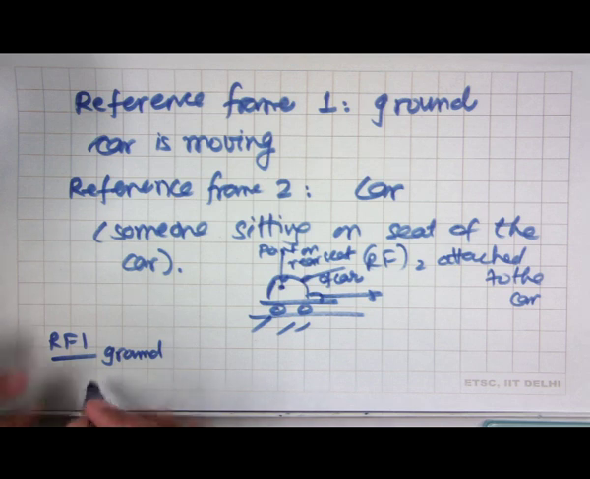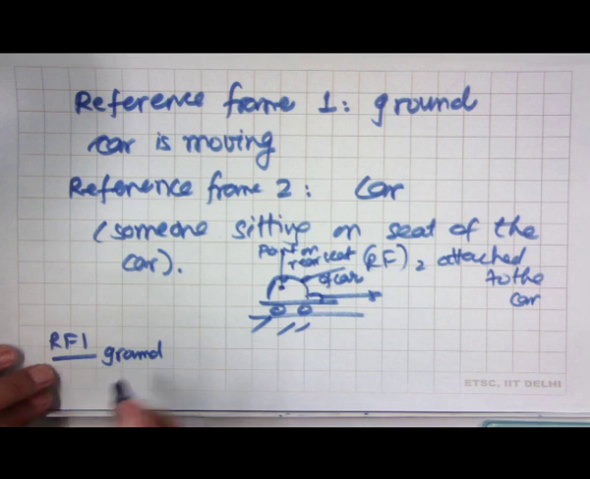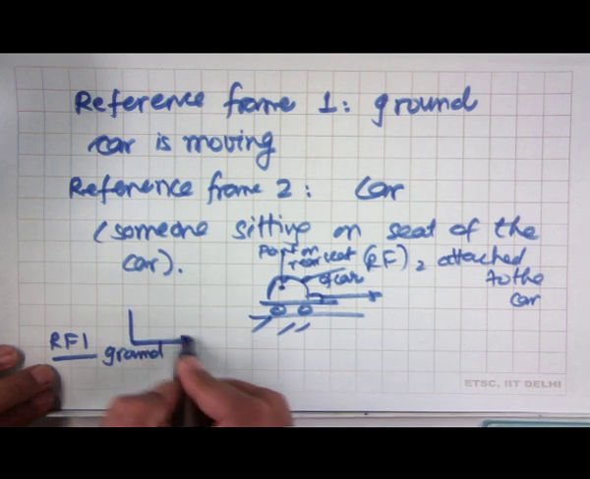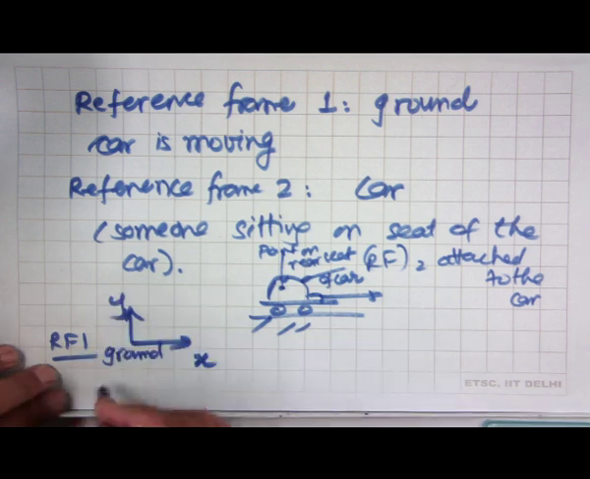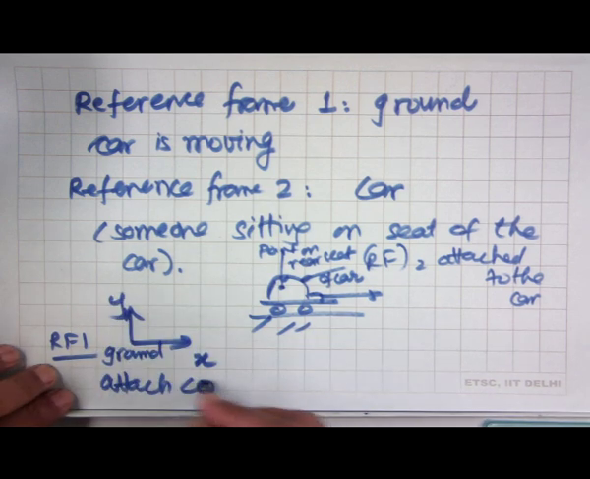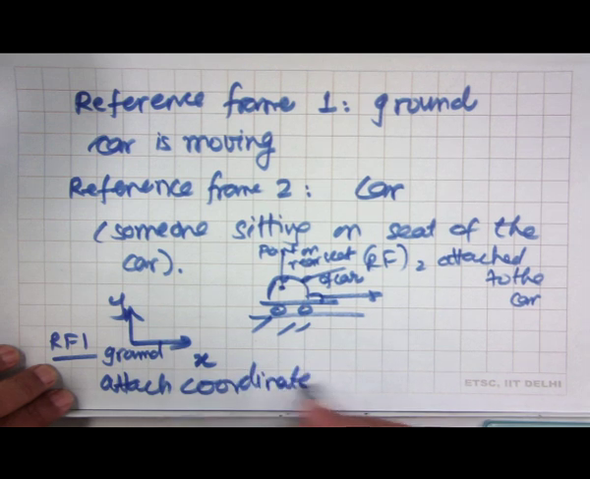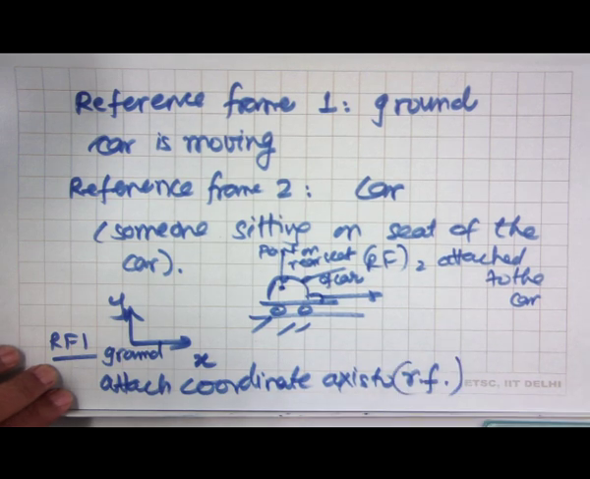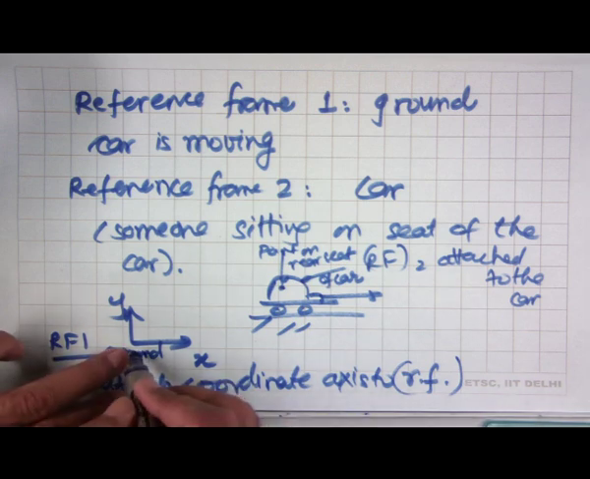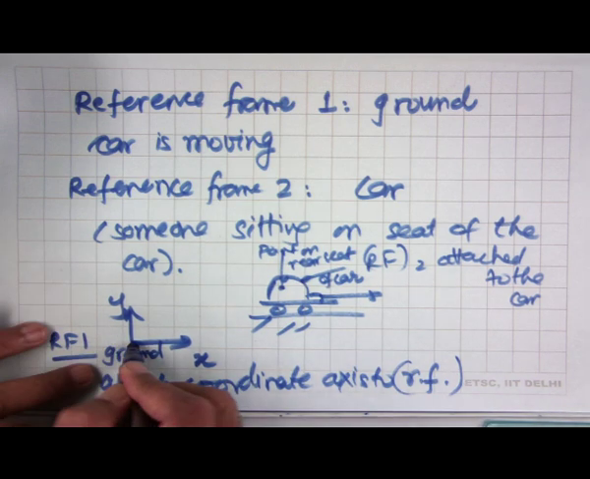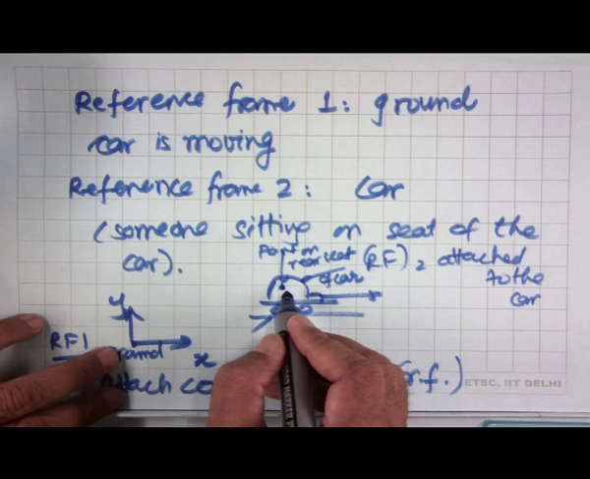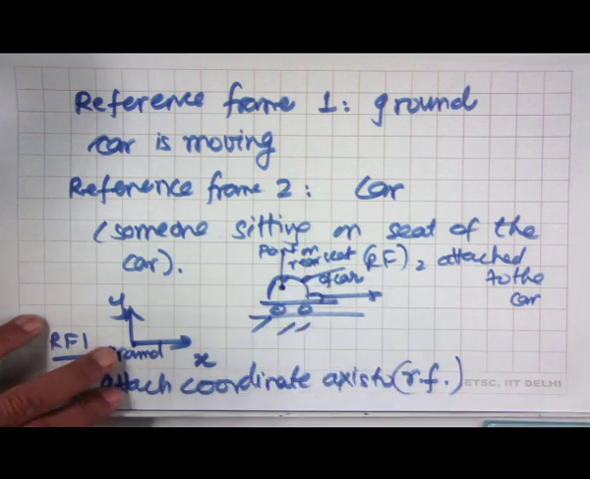Now, if I observe this from reference frame 1, one thing I will have to do, if I want to observe the motion of a point P, is attach a coordinate axis to the reference frame 1, the reference frame where I want to take measurements. Suppose I attach coordinate axes to the reference frame on the ground, and I observe the motion of this point P, which is a fixed point on the rear seat.